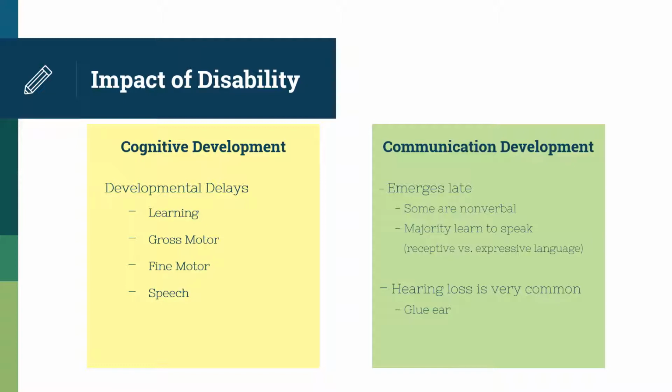Communication development can also be impacted. The majority of people with Jacobsen syndrome learn to speak and some become fluent, but others remain nonverbal. The ability to understand language, which is called receptive language, is typically higher than expressive language, which is how a person expresses their wants or needs and includes social communication. Hearing loss is also very common due to frequent ear infections.